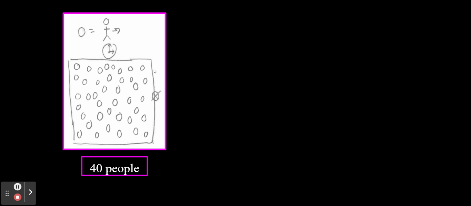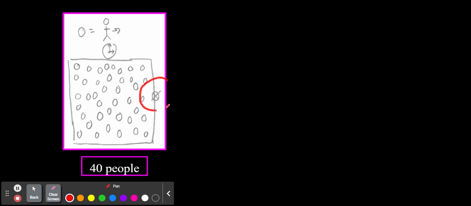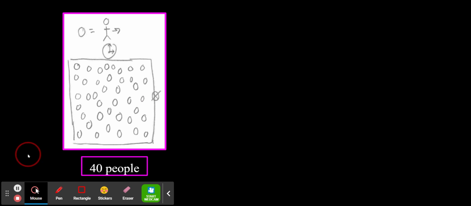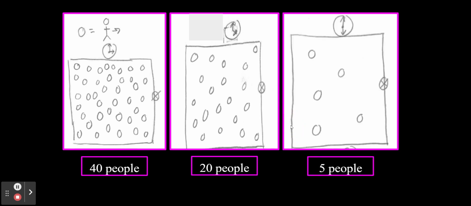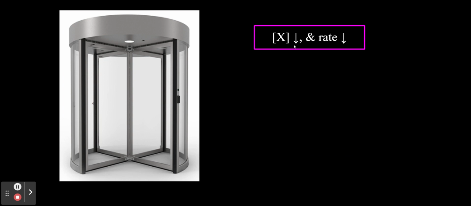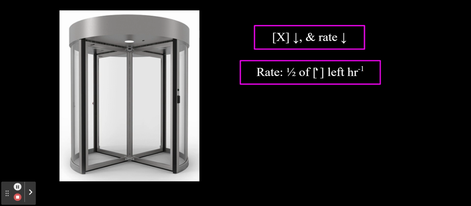Now, here you got 40 people in a room, and this thing here is a revolving door, not a turnstile. An hour later, you've got only 20 people left. So half of the people left. And then 2 hours later, I only got five. This is classic first order. Because the concentration is going down, and the rate's going down simultaneously in kind of a one-to-one relationship.